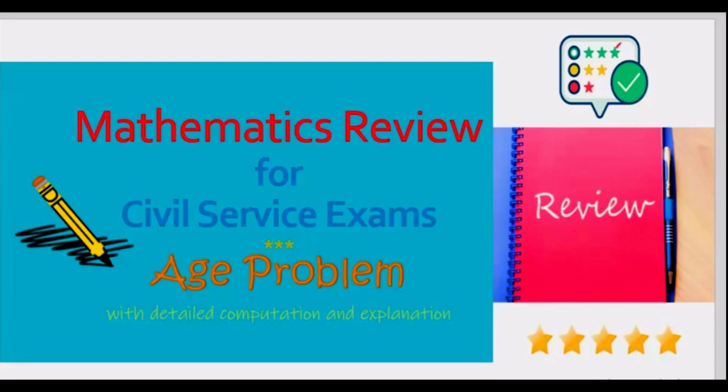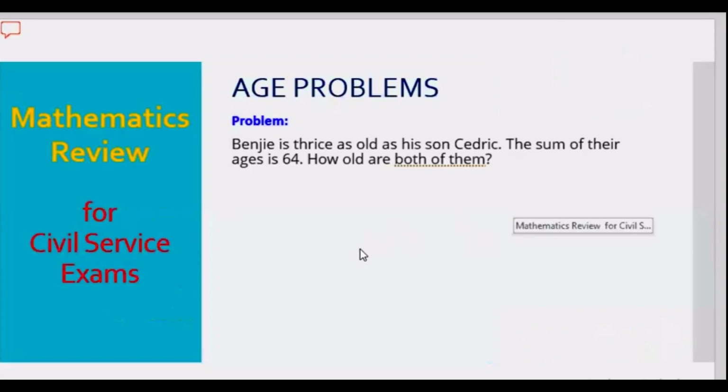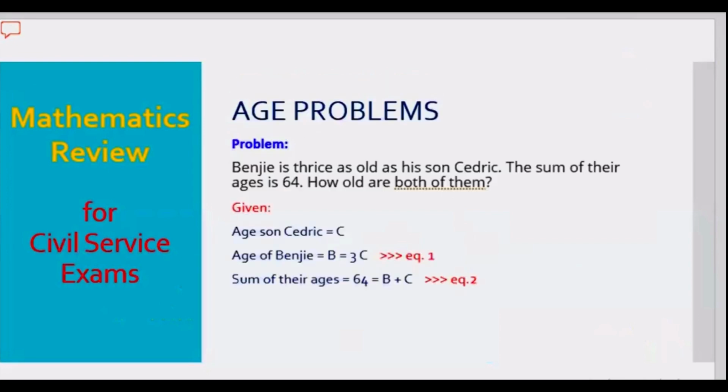Okay, so to start with, problem number 1. Benji is twice as old as his son Cedric. The sum of their ages is 64. How old are both of them? So from the given formula, I have come up with this data. Okay, we need to scrutinize the very detail of the problem, and I will explain it in detail.